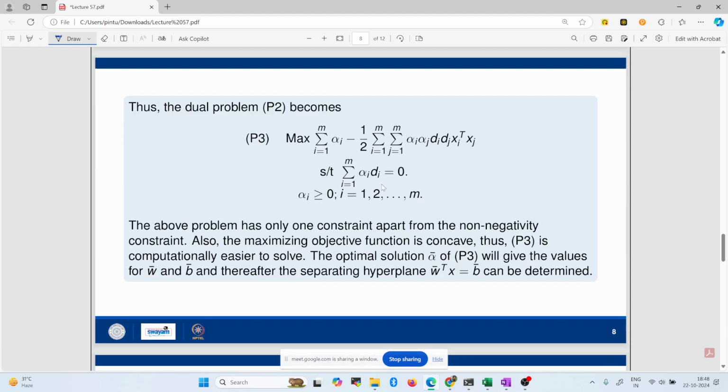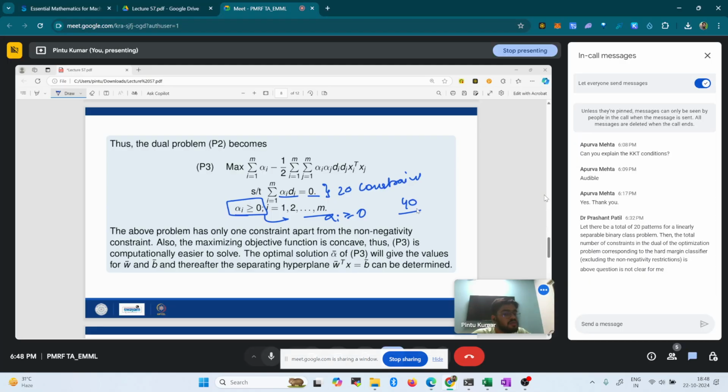Now if you look at the dual formulation, how many constraints does it have? It has 20 constraints from here, that alpha i d i is equal to 0, and 20 inequality constraints that alpha i should be greater than or equal to 0 for all n. So I think 40 constraints should be the answer to the question that you are asking. But in the assignment, the answer that they have given is 1.